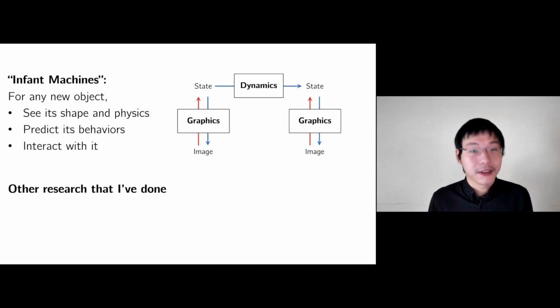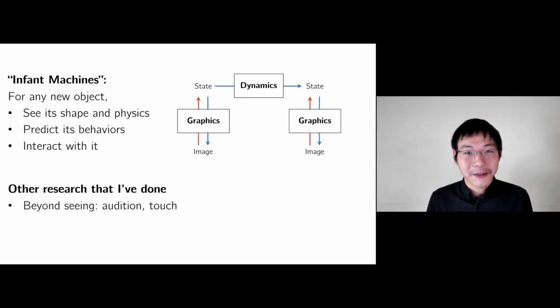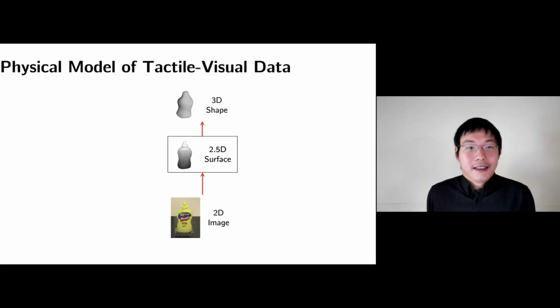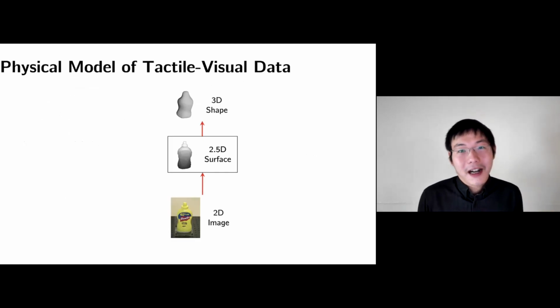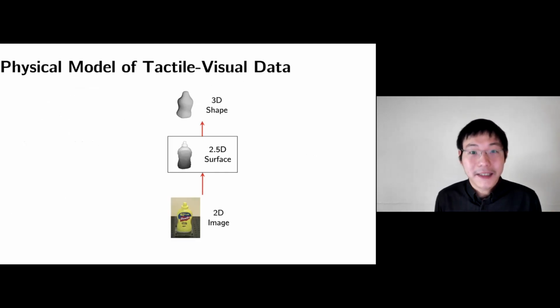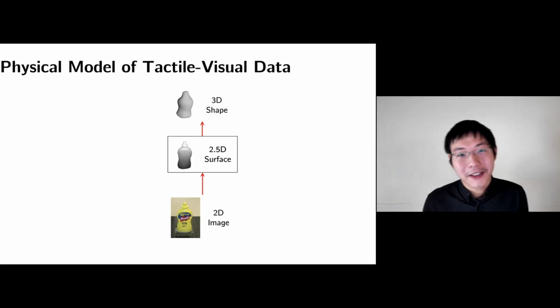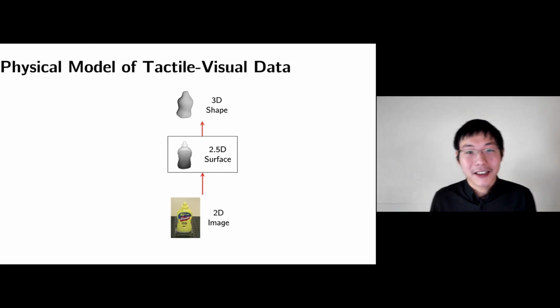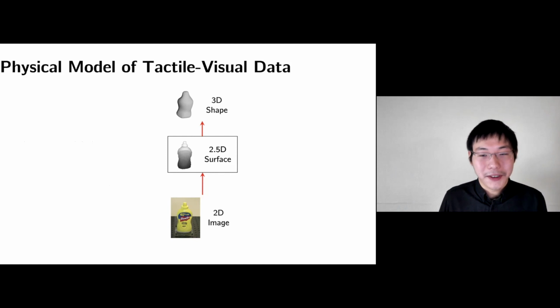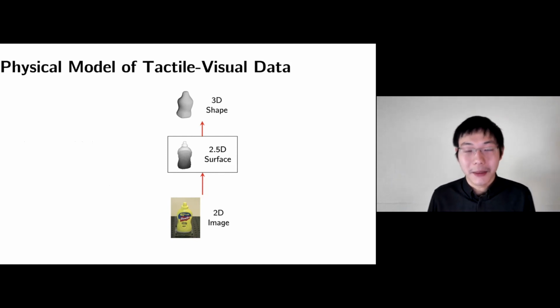This includes, in the world, we're not only seeing objects, but we also have other modalities. We can hear the sound, you can touch the objects. So beyond seeing, you also have other abilities to interact with the world. And here's an example of how tactile data can really help seeing. So we've said we can go from a single 2D image by modeling the intermediate representations like 2.5D surfaces for estimating 3D object geometry.